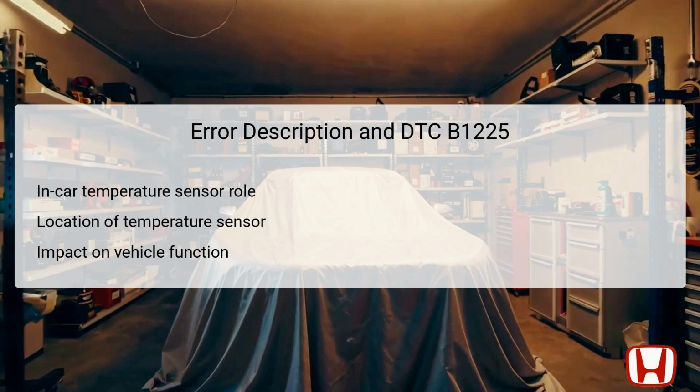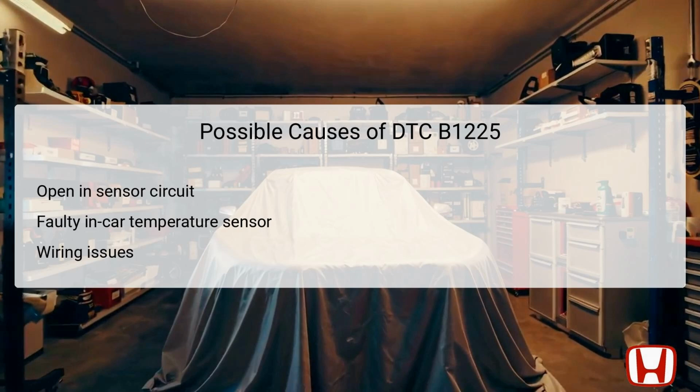If this sensor circuit has an open, it can lead to improper readings, causing the HVAC system to underperform or malfunction altogether. This can lead to discomfort for occupants due to inconsistent cabin temperatures. Knowing the specific location of the sensor is vital for effective troubleshooting, as technicians work through the diagnostic steps detailed for addressing DTC B1225. When diagnosing DTC B1225, a few key potential causes should be considered.